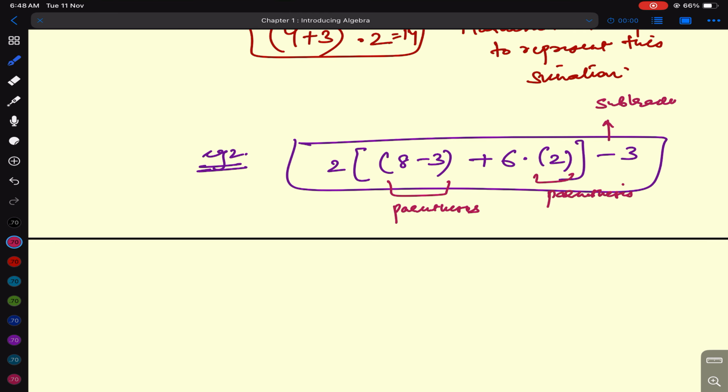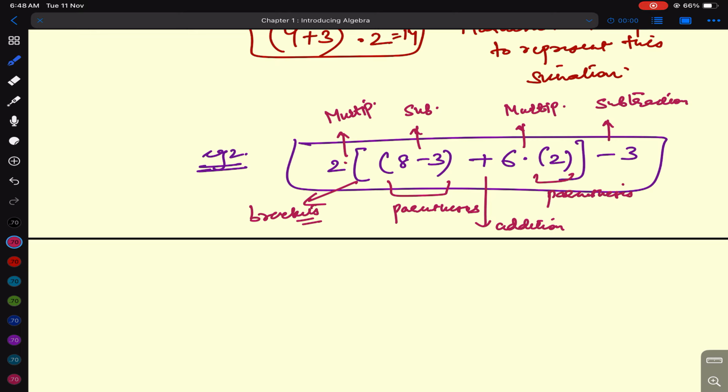Okay, then there is a subtraction outside before 3, then there's a multiplication between 6 and 2. Then there is a subtraction between 8 and 3, then there's a multiplication after 2 in front. And the last is the outside, where we have addition between 8 minus 3 and 6 times 2, and the last is the brackets, which are the outside square brackets. I hope you are able to visualize all the operations that are part of this mathematical expression.